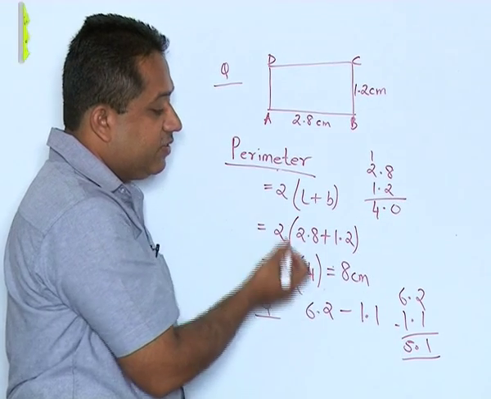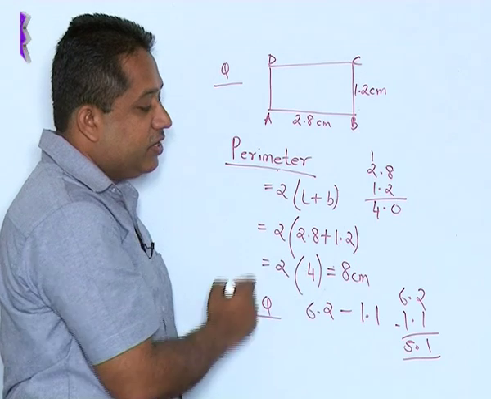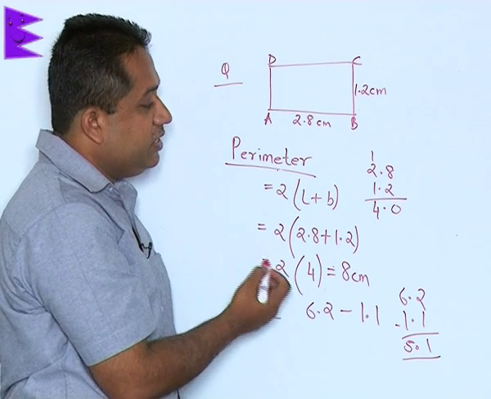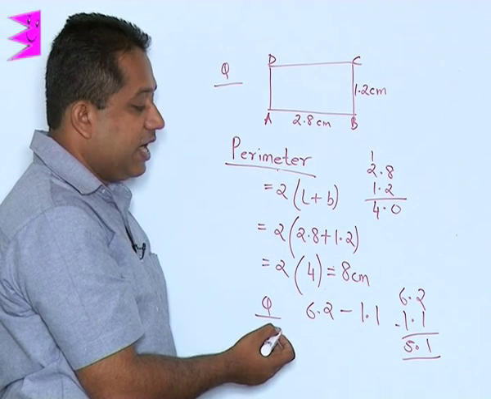So, addition and subtraction of decimals are quite simple. Multiplication and division we have already seen, and all these can be used in various problems to get the accurate value.